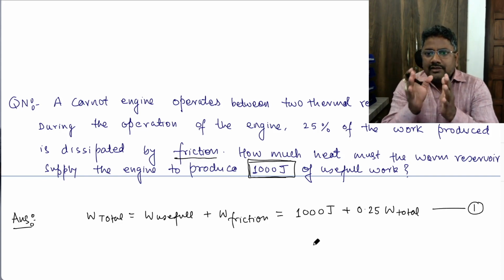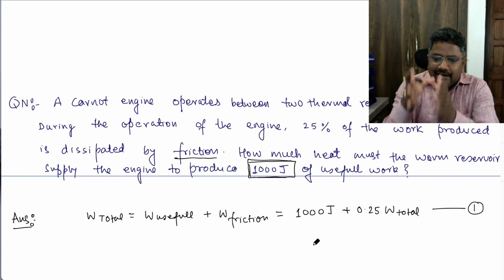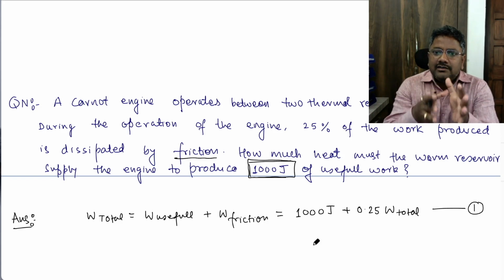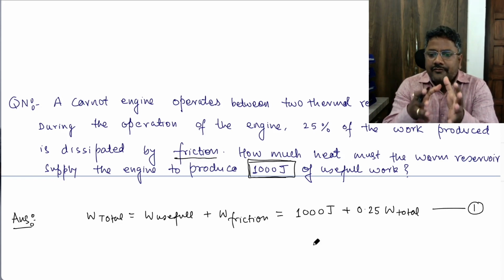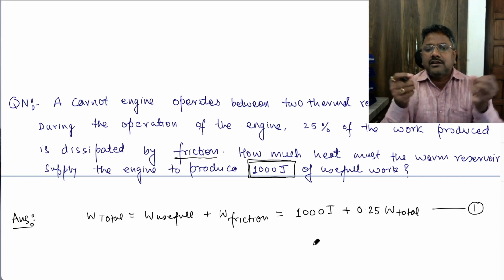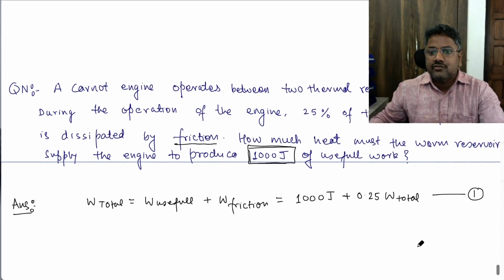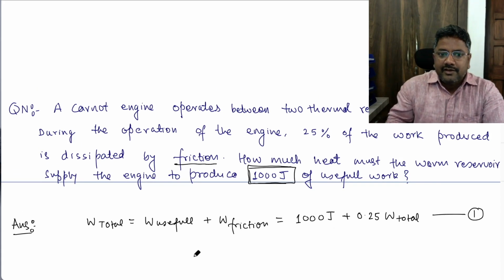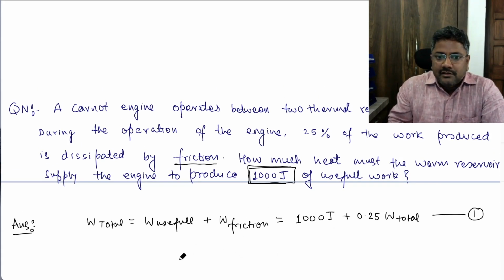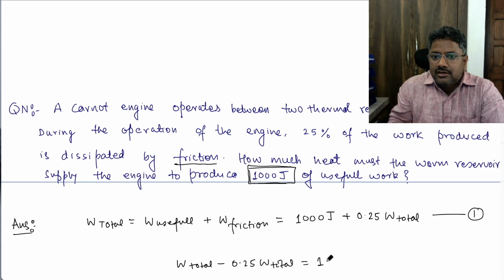Total, actually this 0.25 of W total is dissipated. So if we add this amount of work to the actual output of the work that we needed, then we can calculate the amount of heat energy required to produce such work. So from here we can calculate W total minus 0.25 W total is equal to 1000 joules.